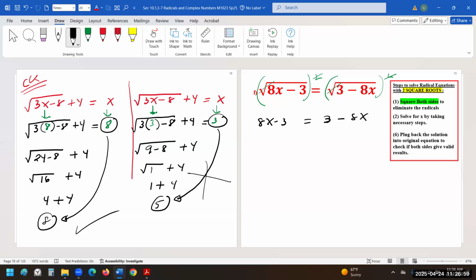And then what? So we can add the 8x. And you also want to subtract, okay, no problem. Minus 3, minus 3. You don't have to do that. So you have 16x minus 6 equals 0.